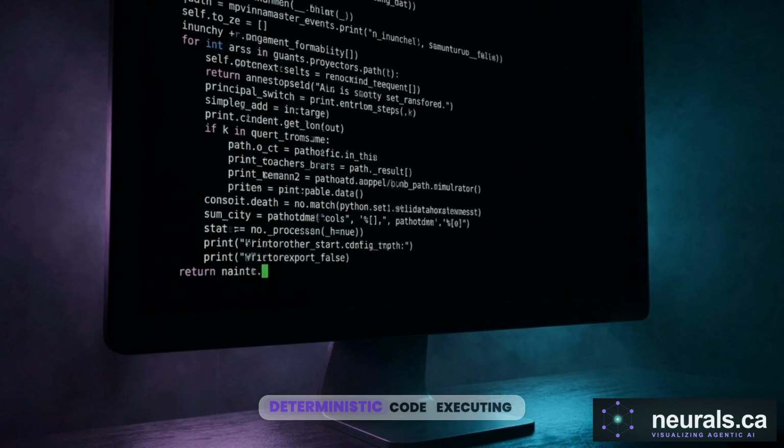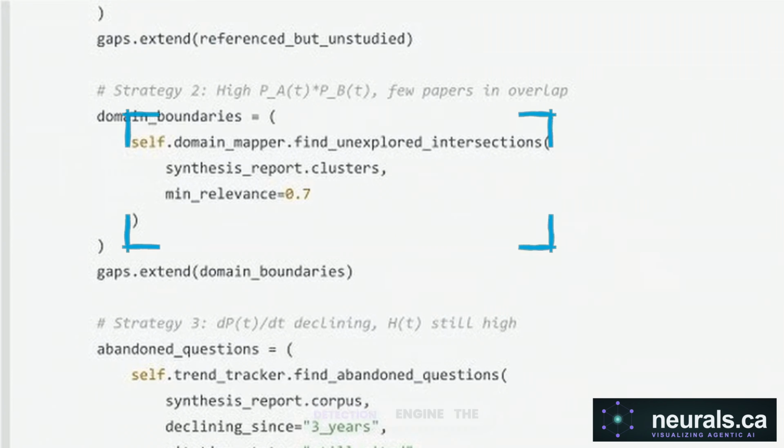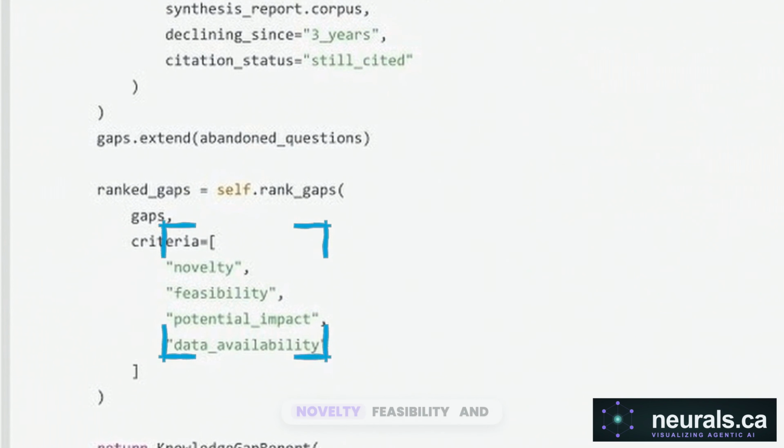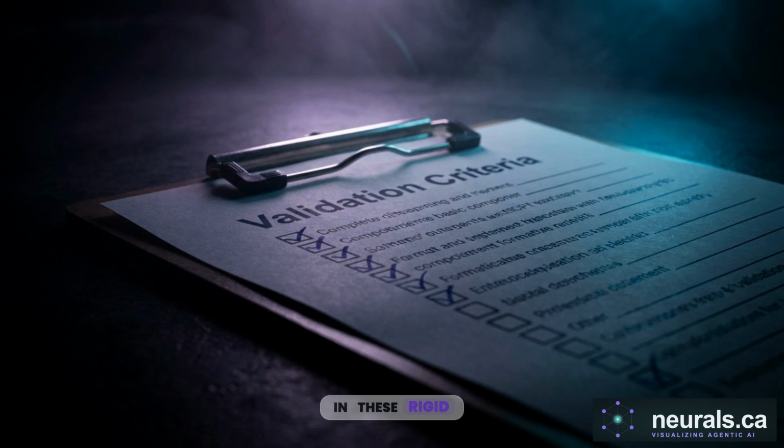To understand how the system spots those missing intersections, we have to look past the workflow and examine the deterministic code executing the probability models. This Python script shows the core detection engine. The first function mathematically defines negative space. The second flags abandoned questions with declining publication but high citations. Finally, the code strictly ranks these gaps, scoring candidates on novelty, feasibility, and potential impact. Grounding the generation phase in these rigid, mathematically defined criteria is the only way to stop the system from proposing scientifically specious or untestable claims.